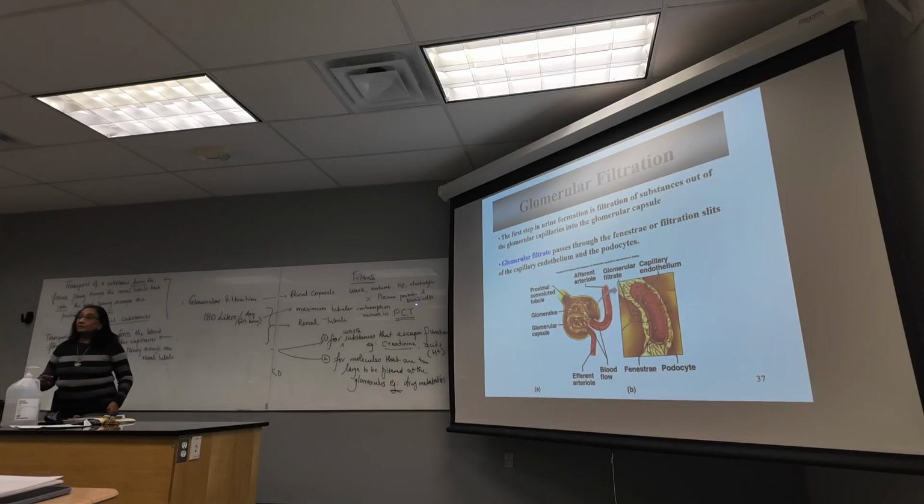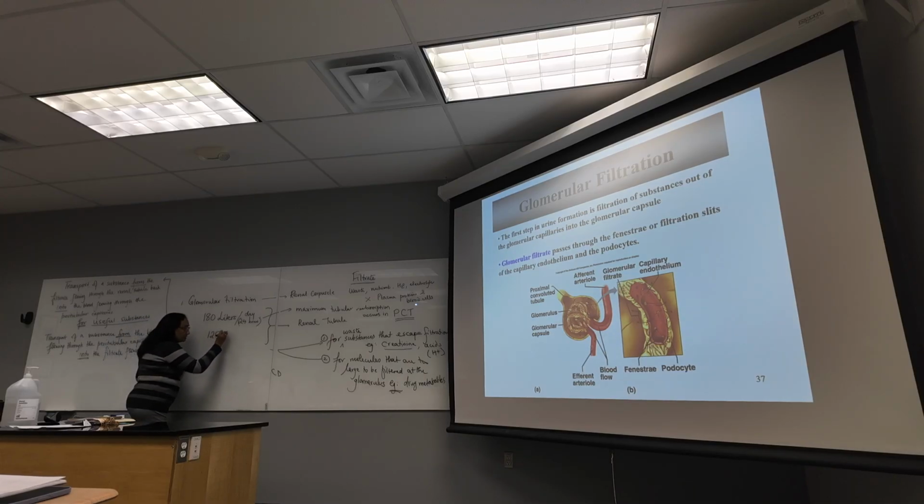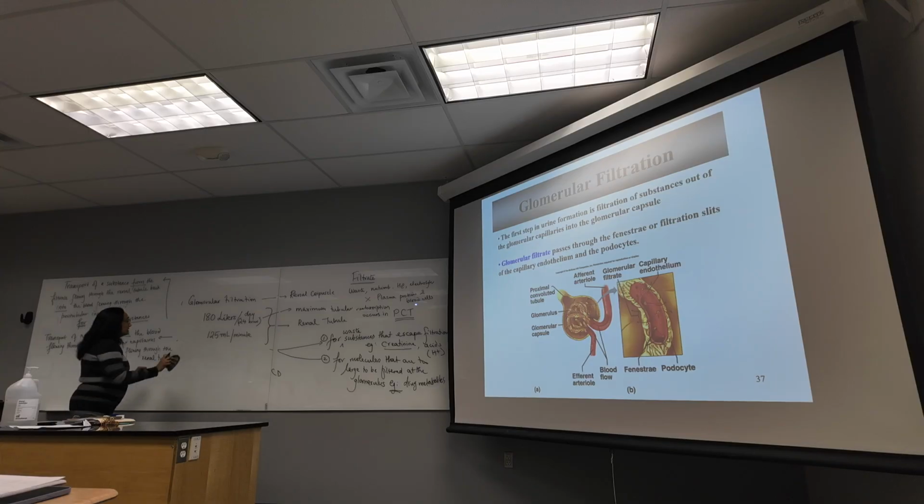What is your blood volume? 5 to 6 liters. Out of that, only 3 liters is plasma. But see how much filtration is occurring: 180 liters per day, which amounts to 125 ml per minute if you calculate it per minute. This is known as the glomerular filtration rate.